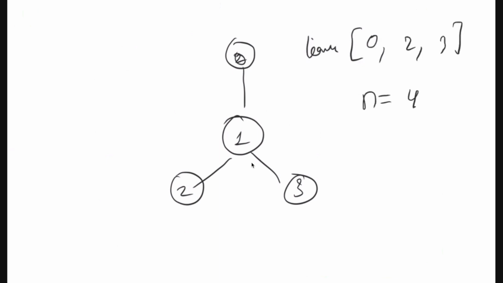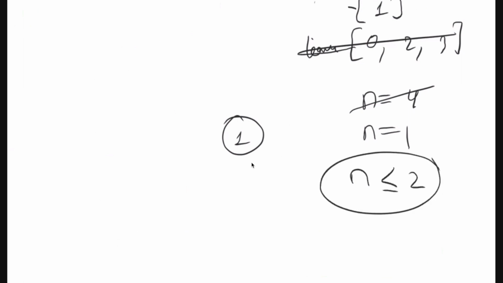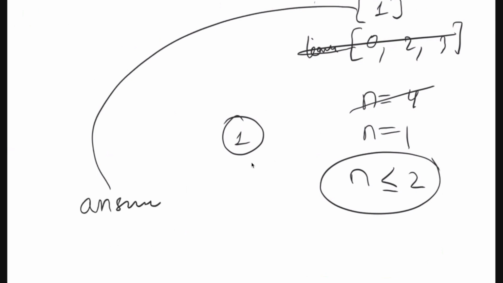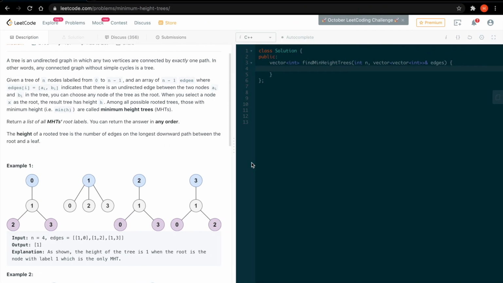So since the value of n is greater than 2, what we have to do is delete the leaves from my graph. After deleting the leaves from my graph, the value of n becomes 1 and my new leaf becomes 1. Now since the value of n is less than or equal to 2, we can return this array of 1 as my answer. So this is the approach, and now let's try to code the solution.